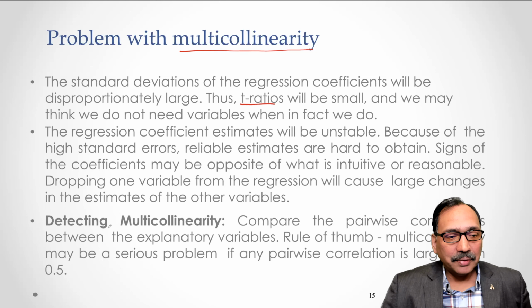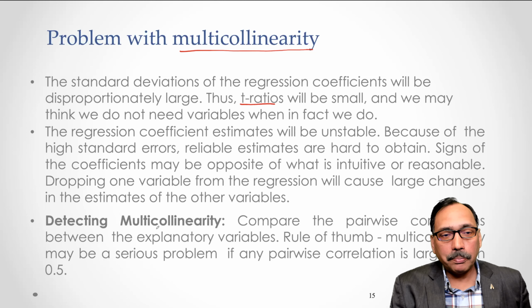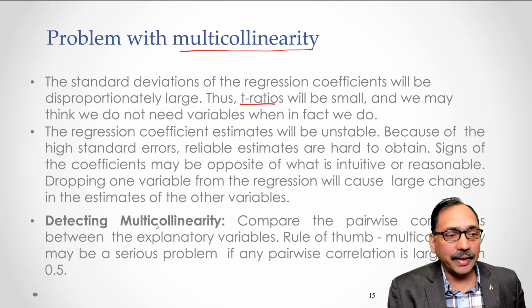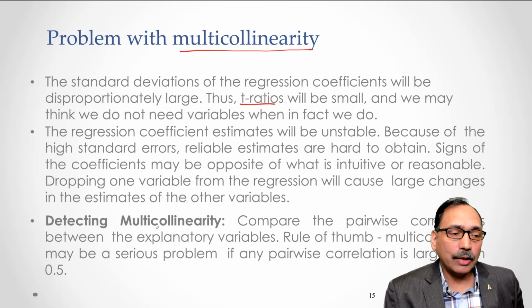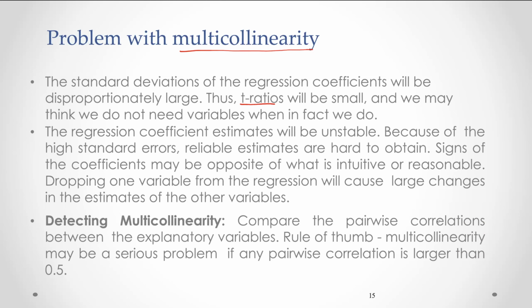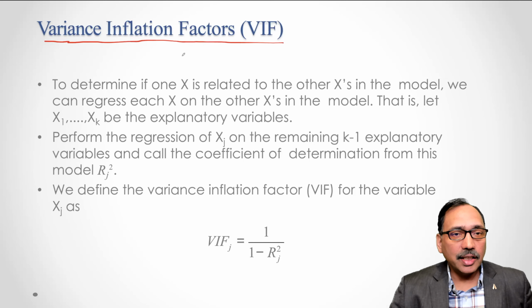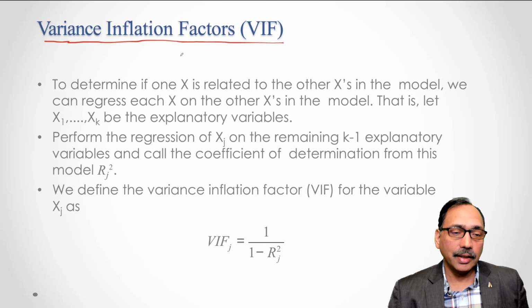But how do we detect it? Suppose you are suspicious that something related to multicollinearity is going on. One way is to do a scatter plot, but there are also numeric methods that can help you detect multicollinearity. You can compare pairwise correlations between explanatory variables, and the rule of thumb is that multicollinearity may be a serious problem if any of the pairwise correlations are more than 0.5. This method basically highlights when a multicollinearity problem may be present.